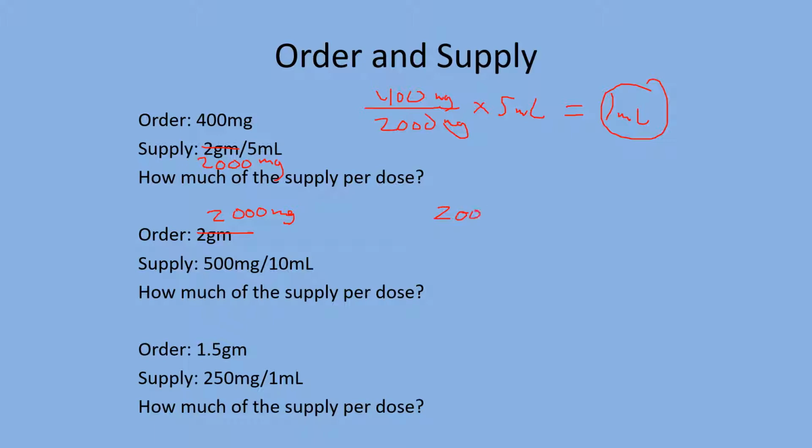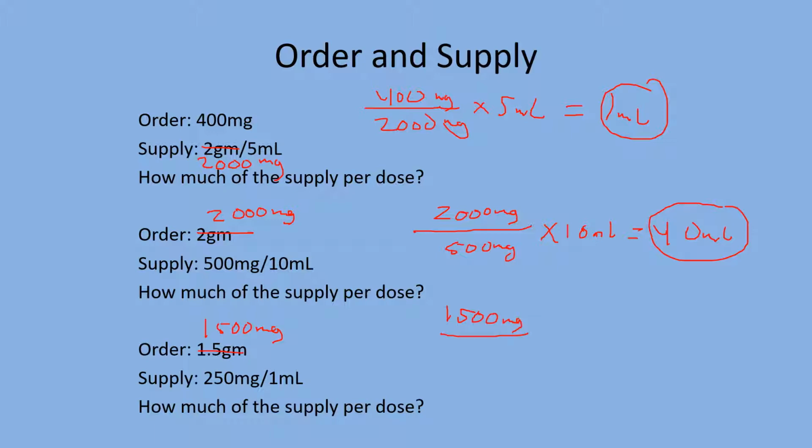Alright, let's change this guy to 2,000. So we need 2,000 milligrams. Our supply comes 500 milligrams per 10 mLs. You got how many? 40 mLs. And this guy, let's change him. 1,500, right? Order is 1,500 milligrams. Supply is 250. That's just per one. So 6 mLs. Shortcut again.